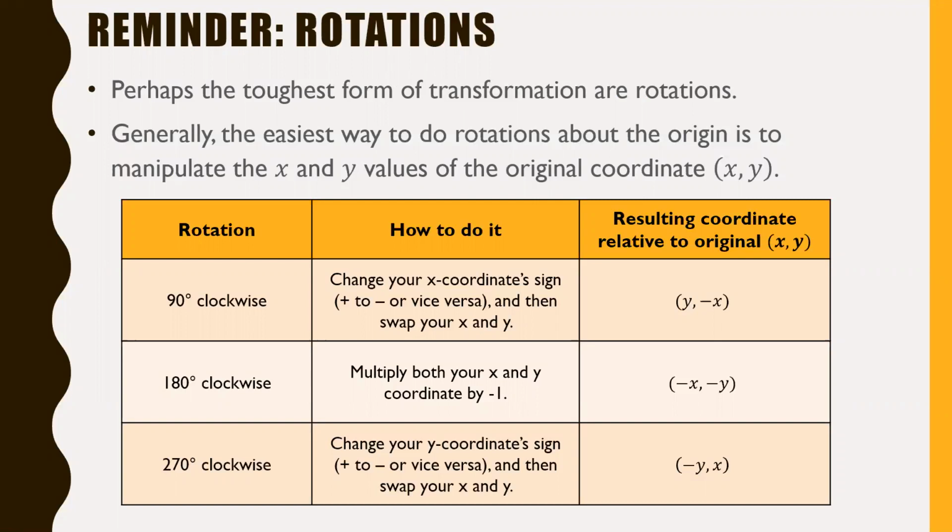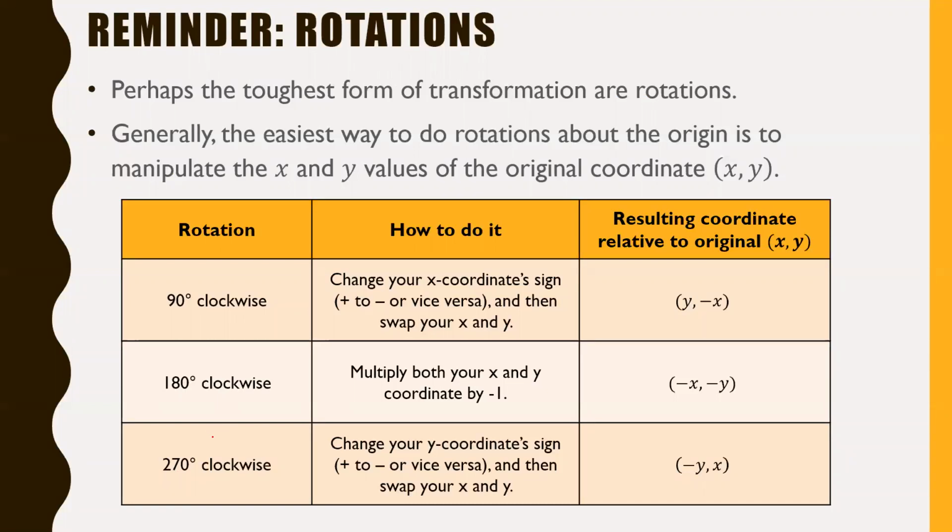This is where you're actually rotating around the origin. The origin, of course, is the point 0, 0. So I asked you to jot this down in your notes before. Hopefully you did, because this is going to be super useful. There's 3 different kinds of rotations we'll ask you to do: 90-degree clockwise, 180-degree clockwise, and 270 degrees clockwise. So all these rotations we're asking are clockwise.